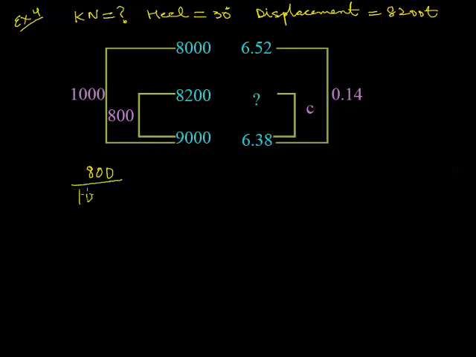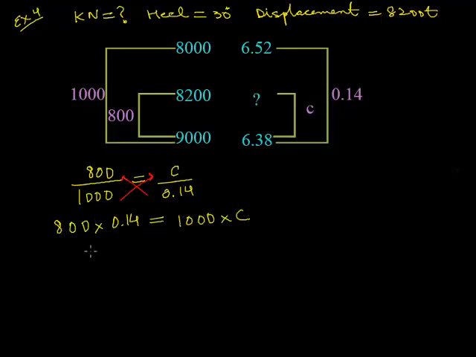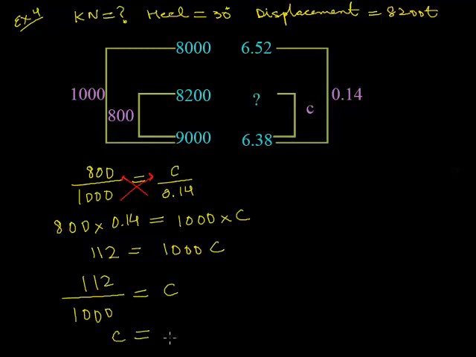Now let's set it up again. So we get 800 over 1000 equals C over 0.14. Doing the calculations, cross multiplying, we get 800 times 0.14 equals 1000 times C, which comes out to be 112 equals 1000 C. Using the division principle, we get C equals 0.112.